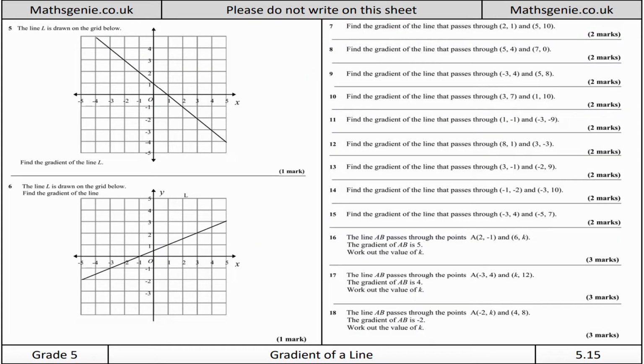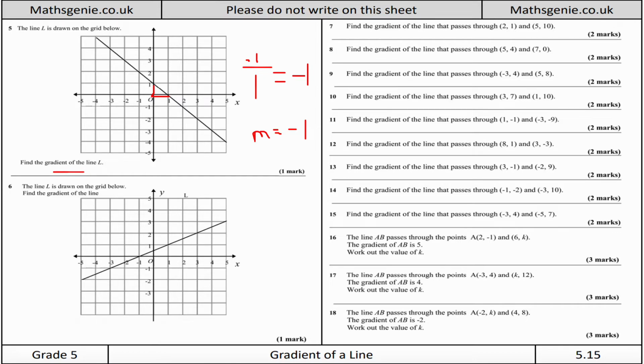This is question number 5, guys. The line L is drawn on the grid below. Find the gradient of line L. So we go across 1 and then up 1, so it's going to be minus 1 divided by 1, or 1 divided by minus 1. And I get negative 1, guys. So the gradient is equal to negative 1. So gradient, guys, is delta y over delta x. It's the change in y divided by the change in x.